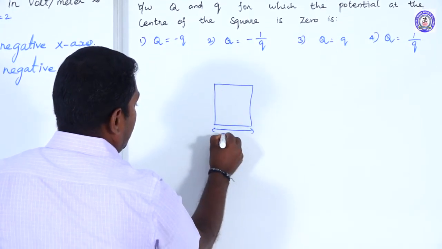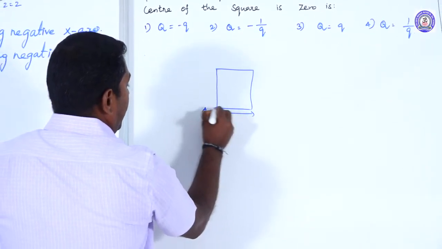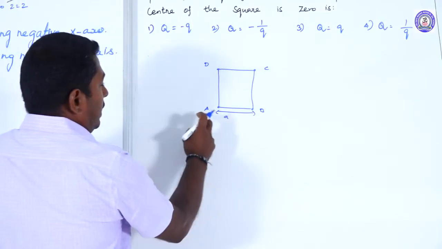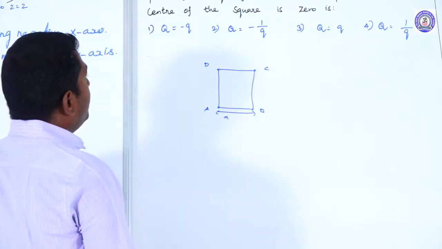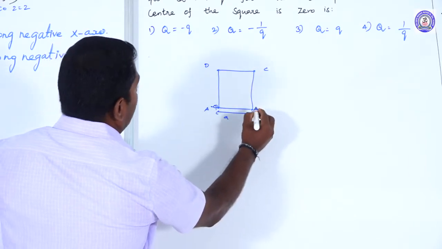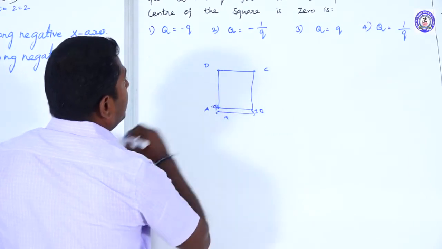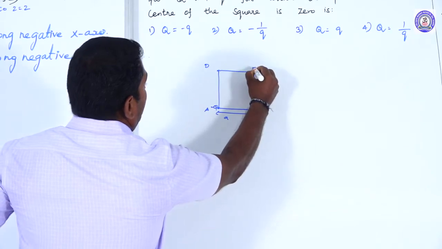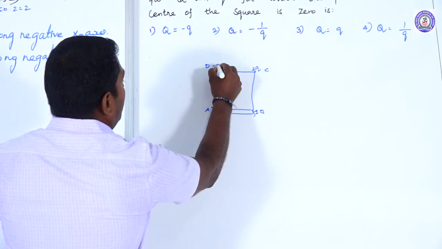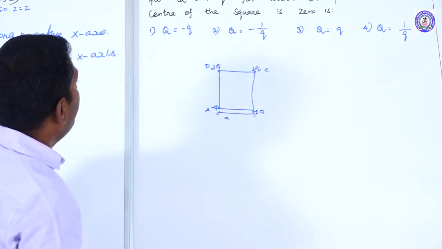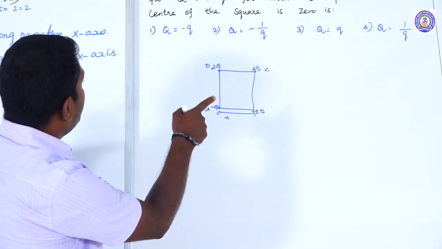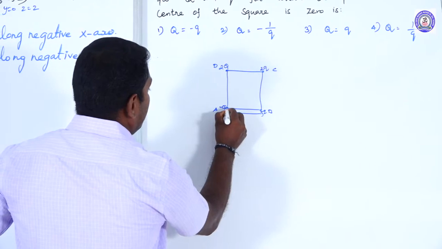Square of side a. So A, B, C, D. There are 4 points at the corners of a square. Minus capital Q charge is placed at point A. Small minus q is placed at point B. Then 2q is placed at point C. Then 2q is placed at point D. Find the relation between capital Q and small q for which the potential at the center of the square is 0.